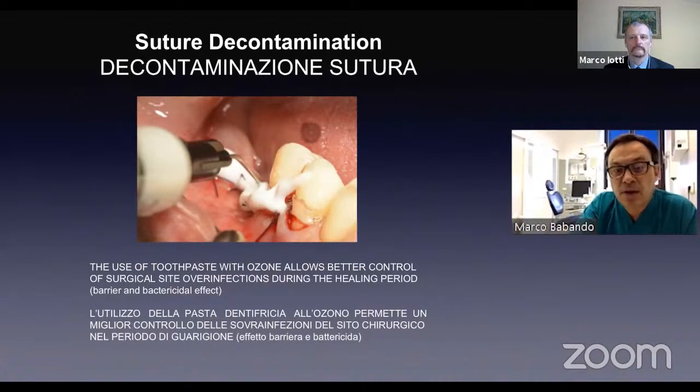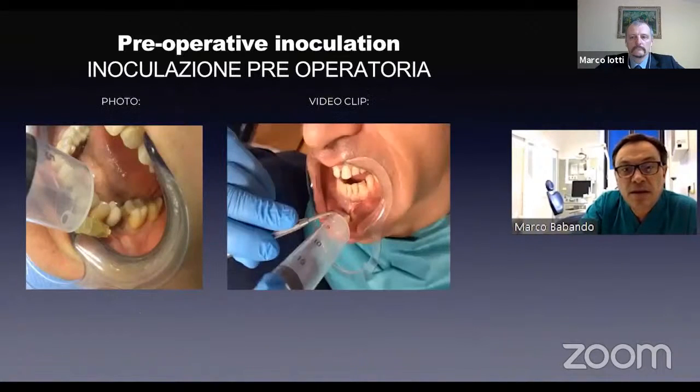I use ozone toothpaste. It's a miracle on herpes, but it also offers great protection against infections of the surgical wound. So after the suture is made, we spread the toothpaste on the suture, and it also has a bactericidal effect, and it works like a barrier.